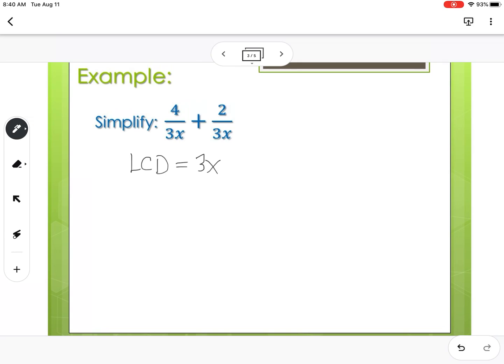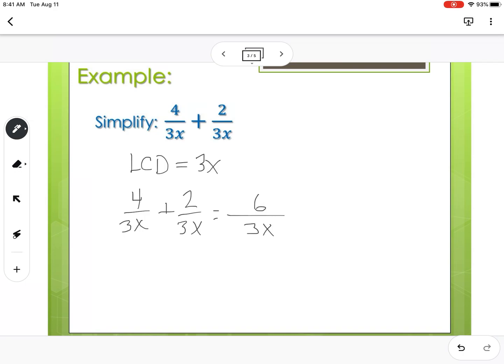It already does. So in that case, I can already skip over to step 3. I want to put these two fractions together as one fraction. All right, so 4 over 3x plus 2 over 3x equals, put it all over the LCD. Now I'm going to combine the two numerators. So 4 plus 2 is 6. Now I'm on step 4, which is simplify.